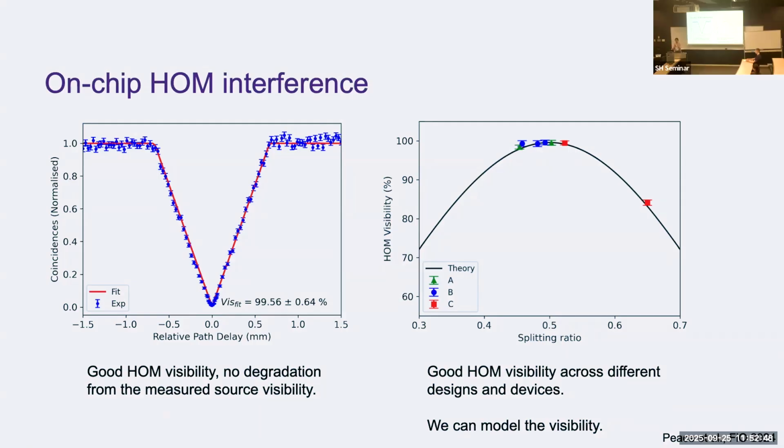In order to do something like that, say for path encoding, for example, you would need thermo-optic phase shifters to make the visibility really good. This is without tuning, so we're very happy about that. We can also model the visibility. We have one rogue device. I don't know what happened here, but the beam splitter quality wasn't very good, but it's still 80% visibility.